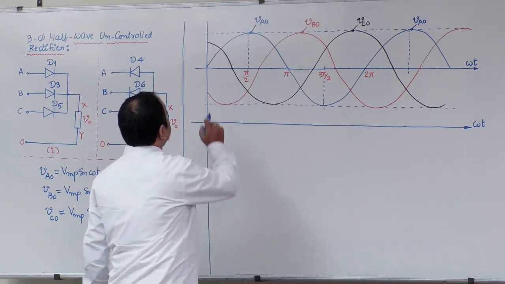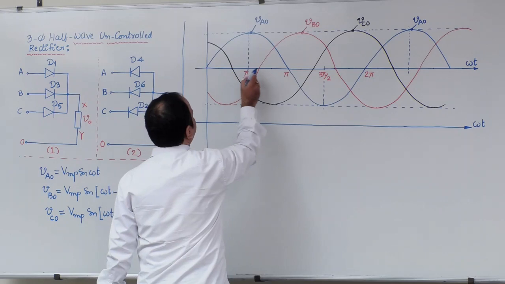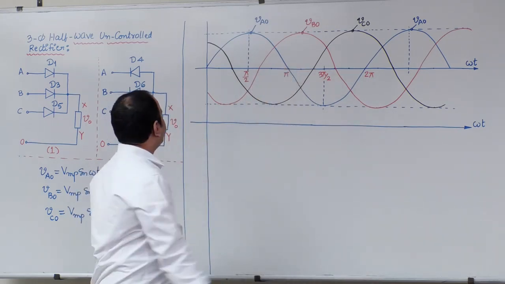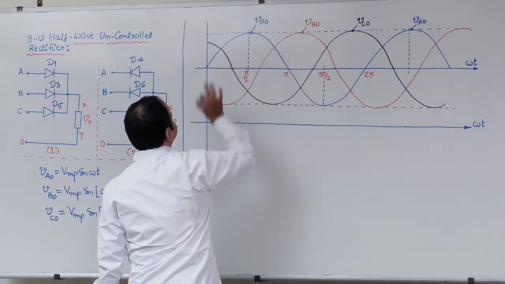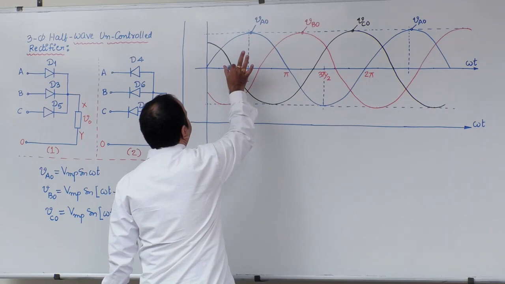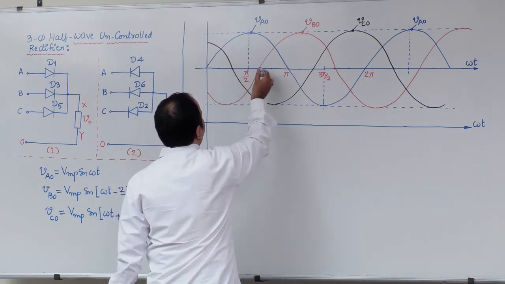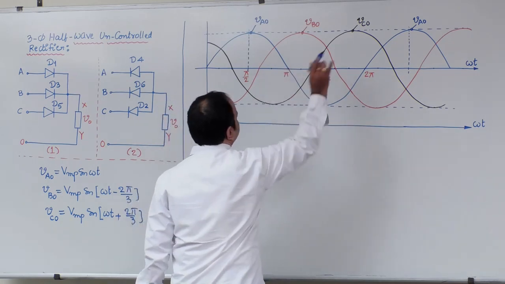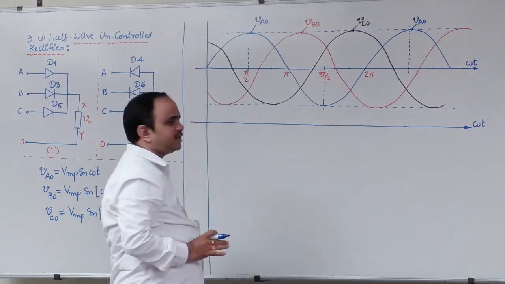Now, the entire cycle I divided into 12 equal parts. That means the angle at this point is 30 degree, this point is 60 degree, this is 90, 120, 150, 180 and so on. Like that you can divide the waveform.